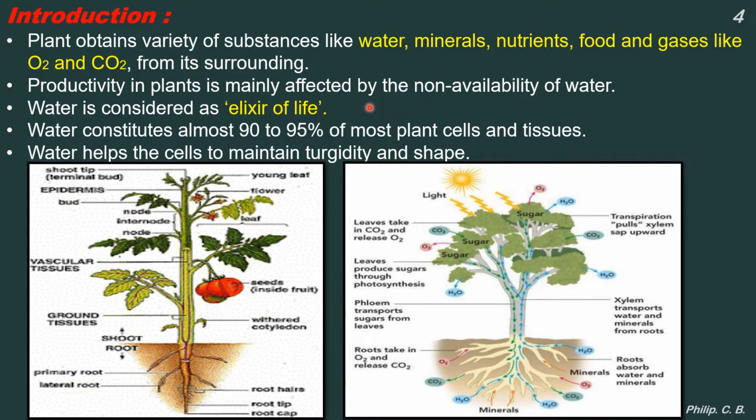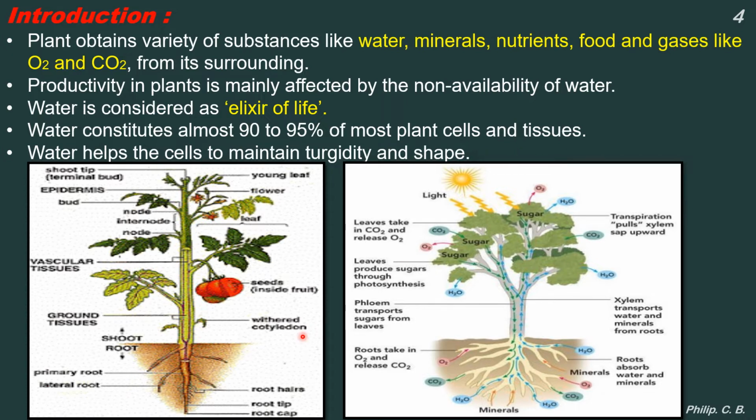That's why the first animation I had put up, water constitutes almost 90 to 95% of most plant cells and tissues. So the plant cells, tissues, their major part is nothing but water. In that case, if the water is not available, the entire cells and tissues might dry out, or we can say desiccate. Water helps the cells to maintain turgidity and shape, so it remains in its position or shape because of the presence of water in cells and tissues.